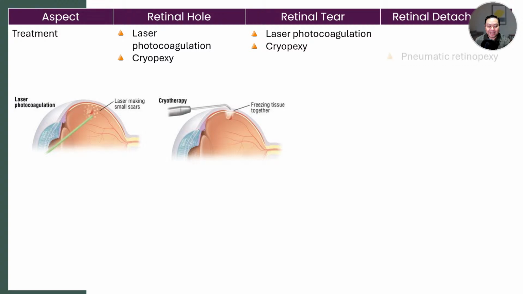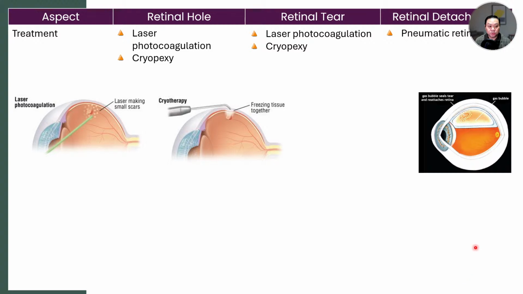However, for the retinal detachment, this will require the pneumatic retinopexy, which is something that I already mentioned earlier. So this is basically a minimally invasive surgical procedure. It involves the use of the gas bubble, and this is going to be injected into the vitreous body or the vitreous cavity to push the detached retina back into the underlying tissue. So let me just focus on that one.